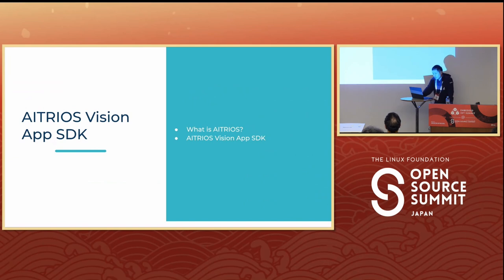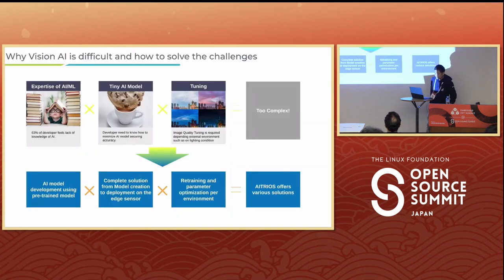Okay, so a brief explanation of Atrius and the Atrius Vision App SDK, where the WebAssembly is used. Okay, so Vision AI, it's a very challenging field. And here are some of the reasons why they're challenging and how Atrius tries to fix those. We've found out that most developers, when you develop AI applications in these IoT settings, are not very comfortable with their knowledge of AI. Okay, so this is one problem. So we have to make that easy for them.